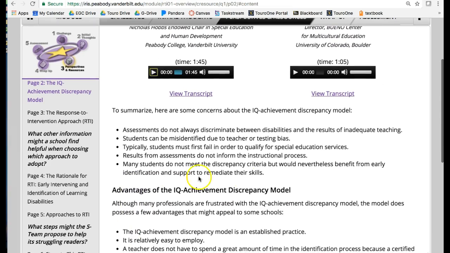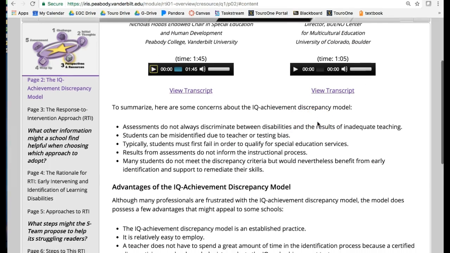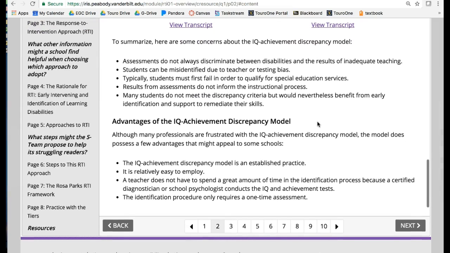So here is just a summary of concerns about the IQ achievement discrepancy model. I'm going to allow you to read these, so go ahead and pause the video and read these, and then also the advantages of IQ achievement discrepancy. So go ahead and take a look at those.